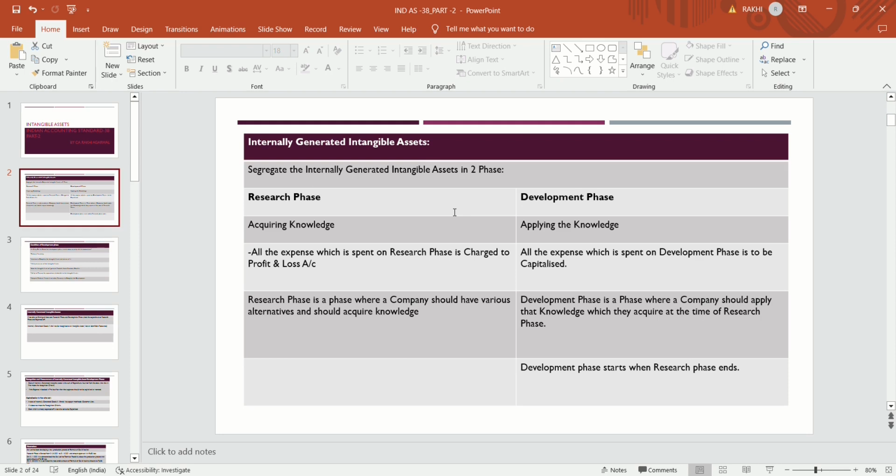Whatever knowledge they generate at the time of research, they will apply at the time of development. The development phase starts when the research phase ends. Whatever expenses they spend in the development phase are to be capitalized, because they apply the knowledge which they acquired in the research phase. So expense incurred in the research phase is to be charged to P&L, but the amount spent in the development phase is to be capitalized with the intangible asset.